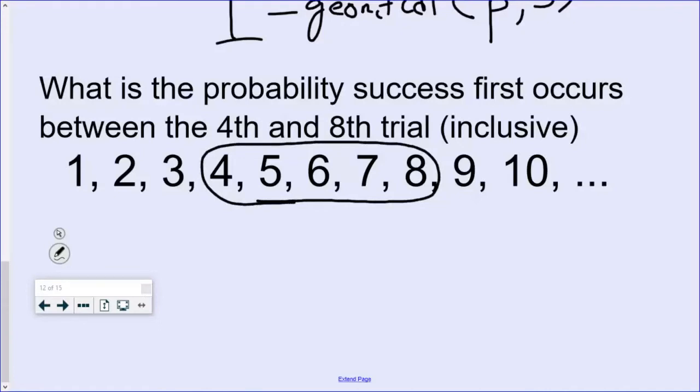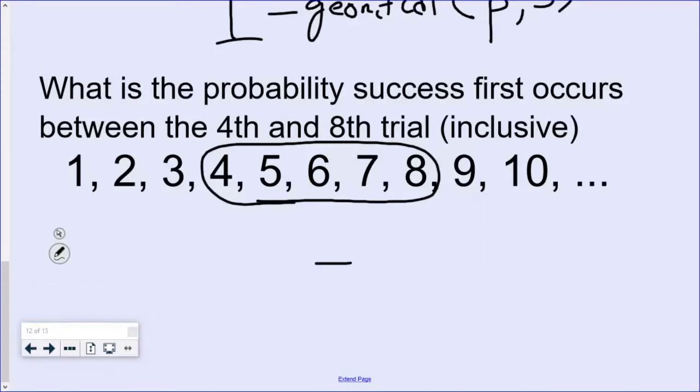This is a case where we didn't circle all the numbers. We didn't start at the very beginning. So I know I'm going to have some subtraction, but I have to figure out what to subtract. And normally we always subtract the smaller number from the larger. So I want to do my larger first. So my geometric CDF, the largest number I circled was an 8. So my chance of success, and then 8.